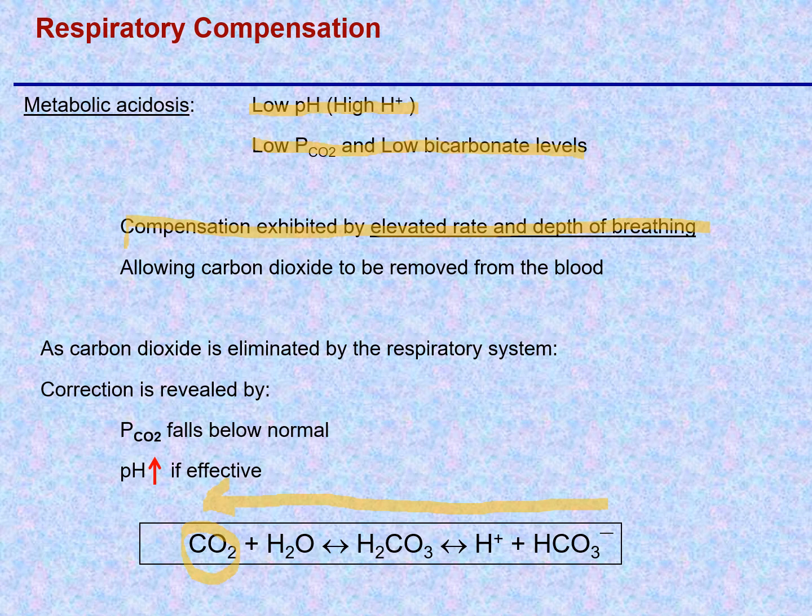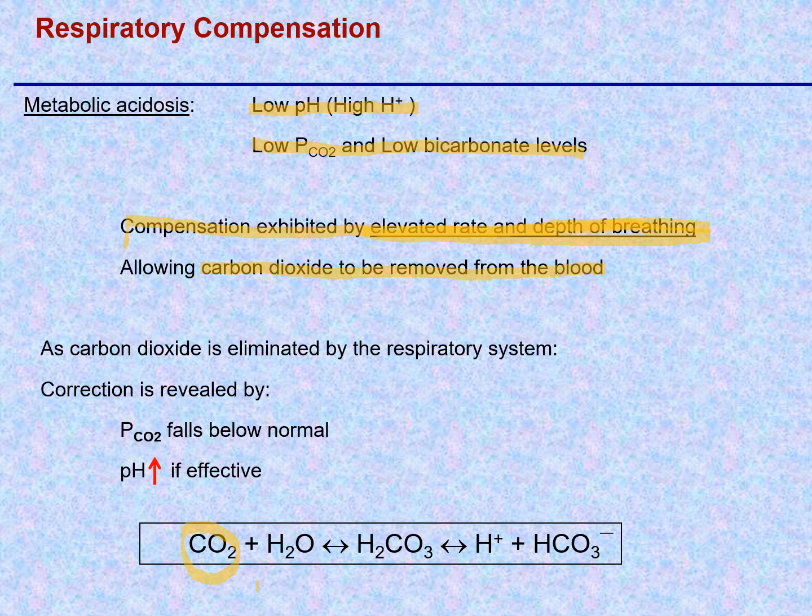So in this situation, you have hydrogen ions being used up to move the reaction from right to left, and in that way the pH will rise. Okay, so compensation is exhibited by the response of the respiratory system, allowing carbon dioxide to get blown off, removed, in other words, from the blood through the lungs.